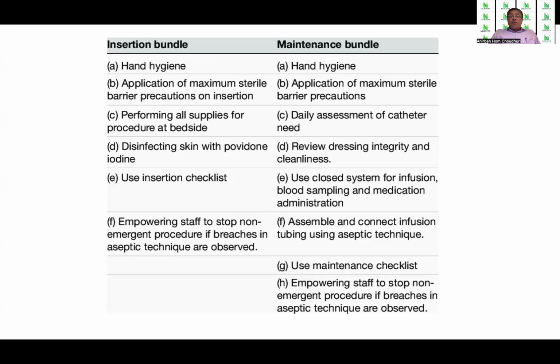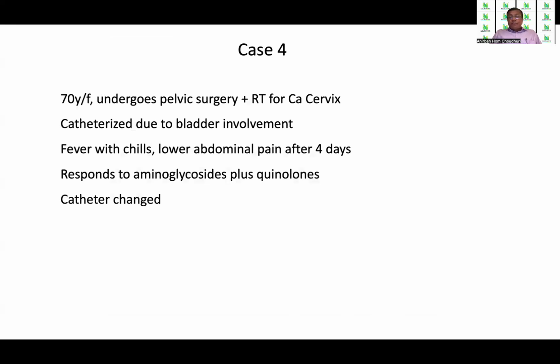Whereas, in addition to the first two, daily assessment of the catheter need, reviewing the dressing integrity and cleanliness, using a closed system for infusion, blood sampling and medication administration, assembling and connecting infusion tubing through aseptic technique, using a maintenance checklist, and empowering staff to stop non-emergent procedures if breaches are observed are all part of the maintenance bundle.